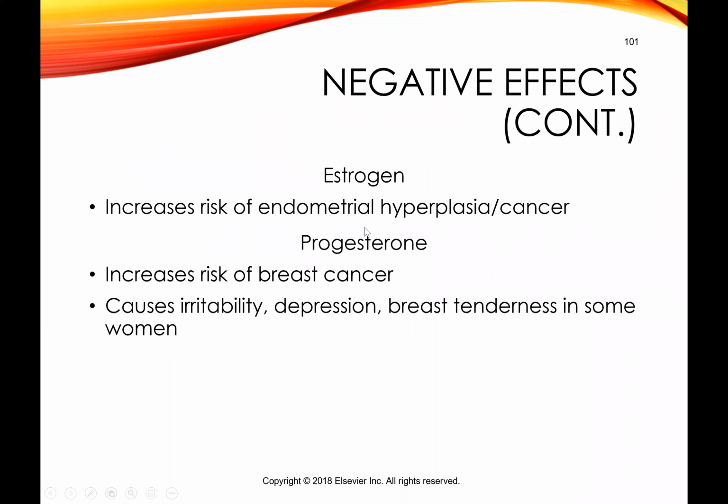But always, nothing is just good, right? There's always a negative side to a lot of things. And the negative side with the estrogen is it can increase your endometrial hyperplasia and cancer risk. Well, taking progesterone can increase the risk of breast cancer and cause irritability, depression, and breast tenderness in women. So you have to kind of weigh the benefits versus the risks of taking these hormones.